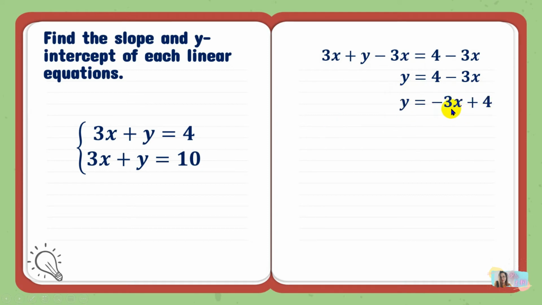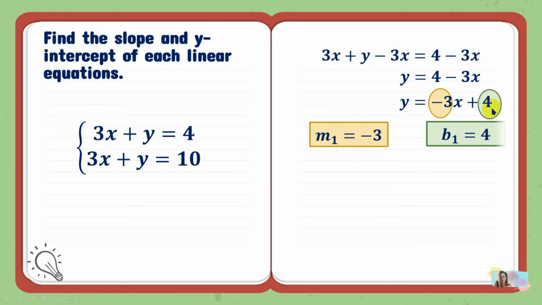Again, yung slope natin is the numerical coefficient of x and that is negative 3. So, that will be our first slope. And then for our y-intercept, that is the constant and that is positive 4. So, meron tayong first slope and first y-intercept.